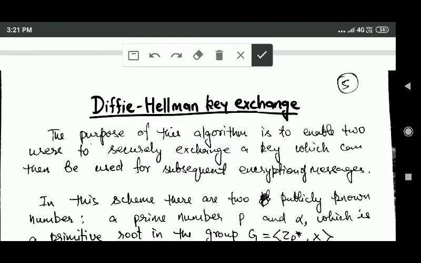So this is how this algorithm works, and this is how it enables two users to securely exchange a key which can then be used for subsequent encryption of messages.